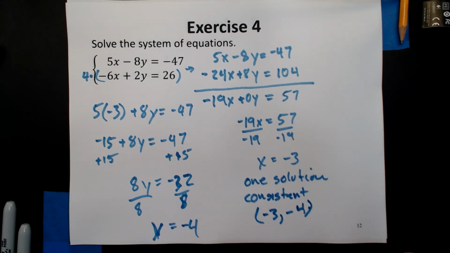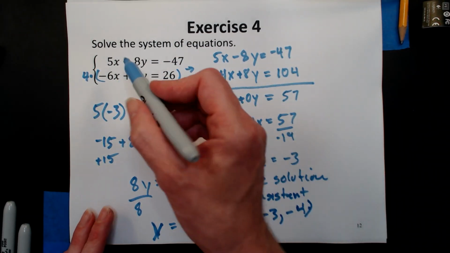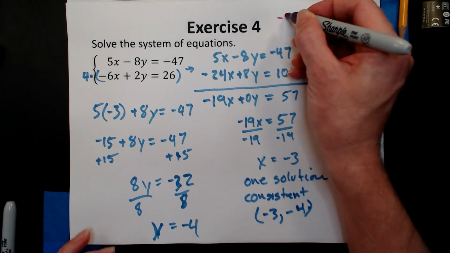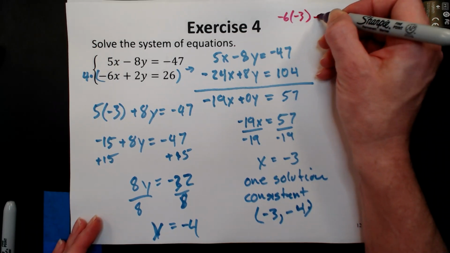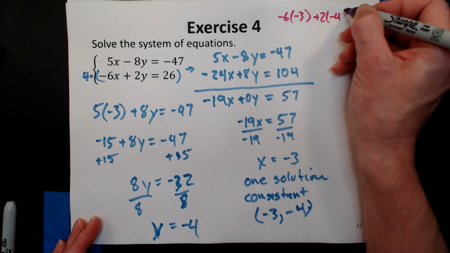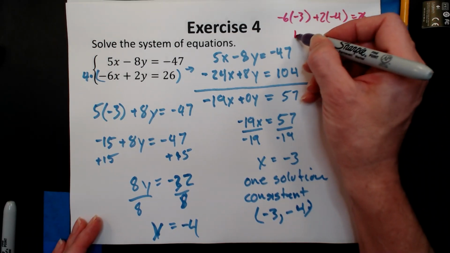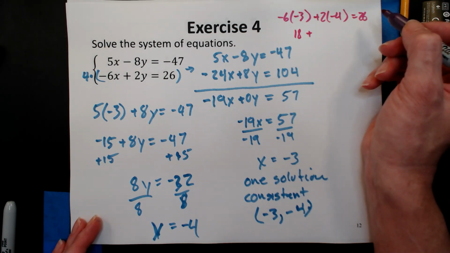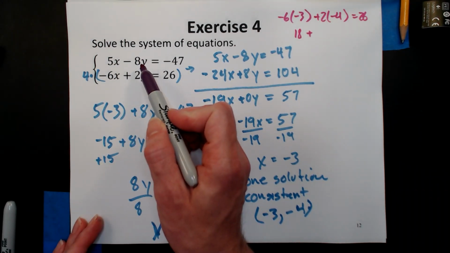And if you want to check this, you can plug them into both equations to make sure these points make sense. I could plug it into the other equation if you just want to check that real quick. You could say negative 6 times negative 3 plus 2 times negative 4. And that should give me 26 back out. Let's see if that works. That's going to give me positive 18 plus, oops, not negative 4. I've misplaced something somewhere. See, this is why it was good to double check.